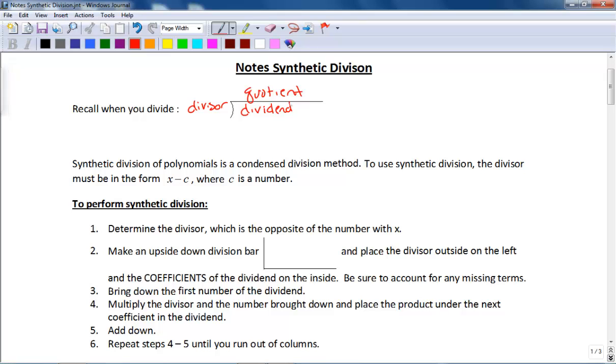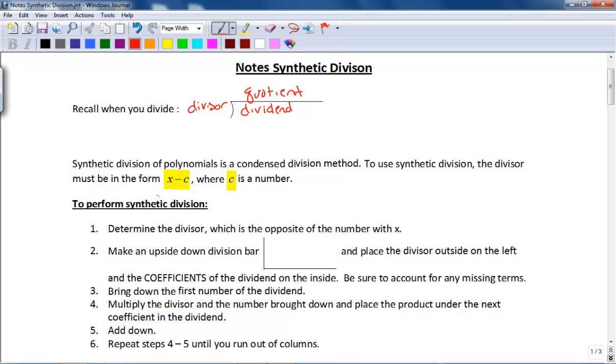Synthetic division is a way of dividing polynomials where we don't have to do something like this, which is long division. So again, synthetic division is a condensed way to divide. The only thing is that in order to use synthetic division, we have to be in the format x minus c, where c is a number. Notice I have x minus c. It has to have a coefficient of 1. X must have a coefficient of 1 in order to do synthetic division.